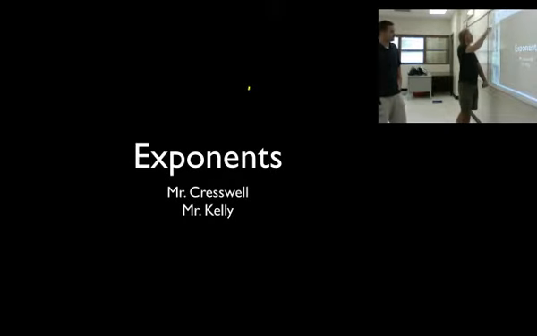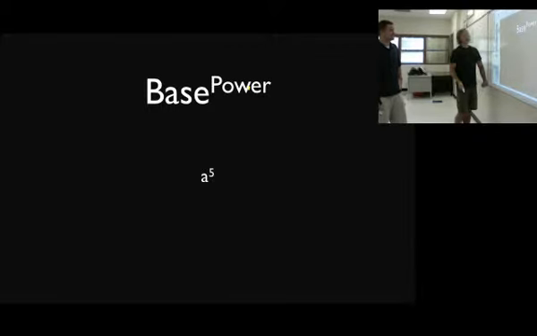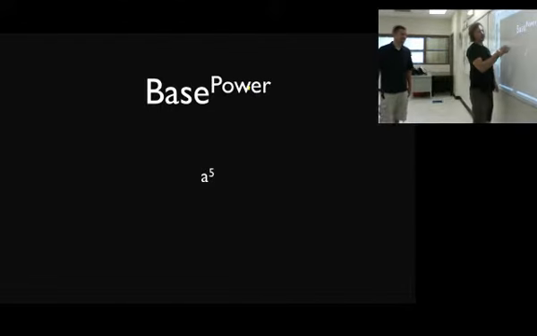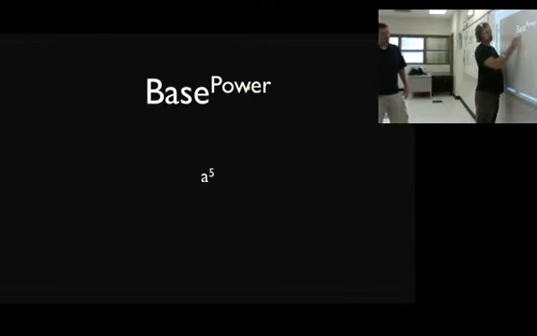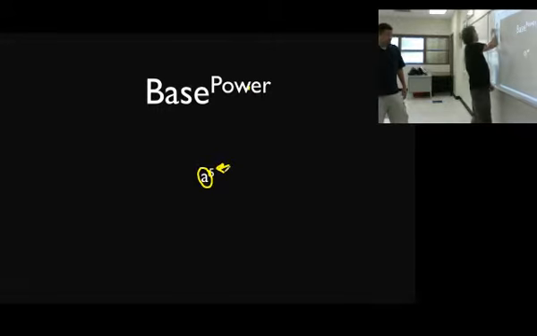Exponents. The exponent has a base part that's usually down on the bottom. This would be the base, and it's raised to a power. So this is a superscript 5. So the base raised to the power.